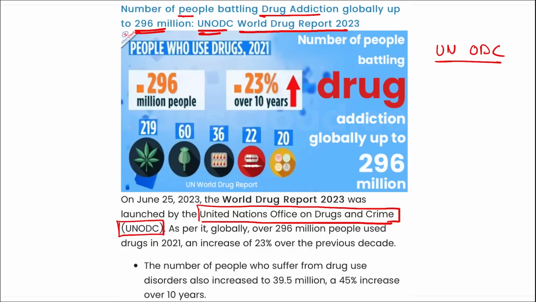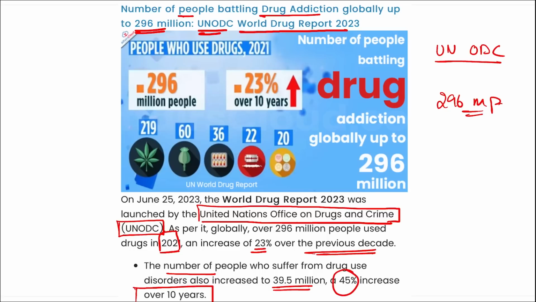As per the report released by them, that is the World Drug Report of 2023, over 296 million people used drugs in 2021, and this is an increase of 23% over the previous decade. The number of people who suffer from drug use disorders also increased to 39.5 million, a 45% increase over the last 10 years. Correct? And why are we reading about this? Because the report covers drug trafficking, environmental crimes, clinical crimes, right, psychedelics, and medical cannabis use also.